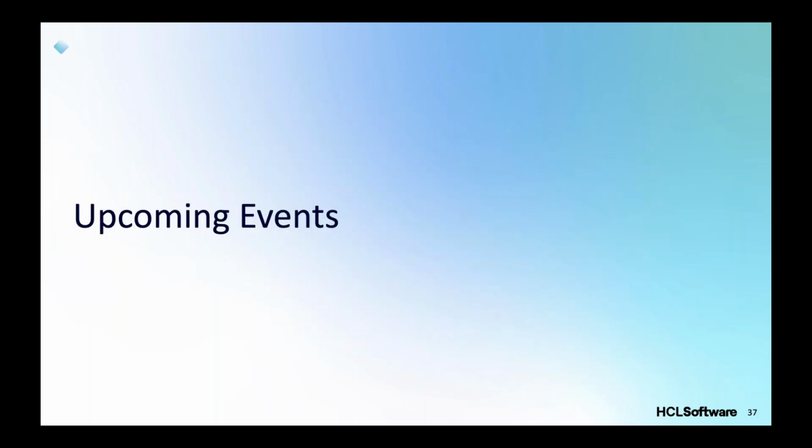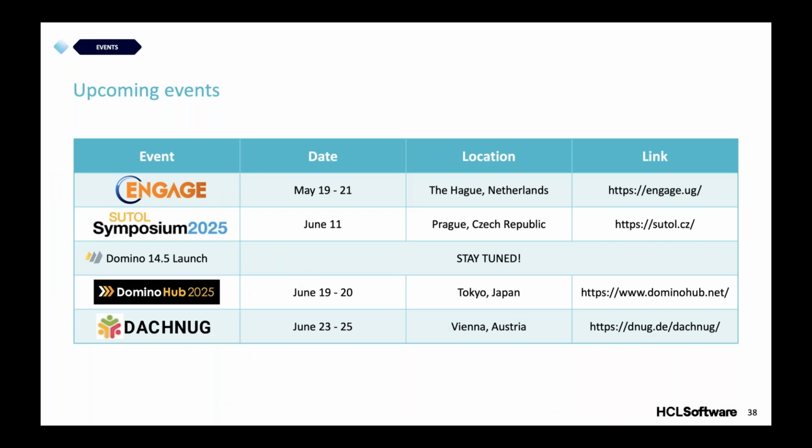And upcoming events. Yes, so we want to take the opportunity to plug or draw attention to the upcoming events that we have for the Domino community. Of course, we have Engage coming right up in May. That's May 19 to 21. It's going to be held in The Hague in Netherlands. We also have a Suro Symposium that's happening on June 11 in Czech Republic. And of course, our own Domino 14.5 launch. Please stay tuned for the announcements of when and where this is going to happen.